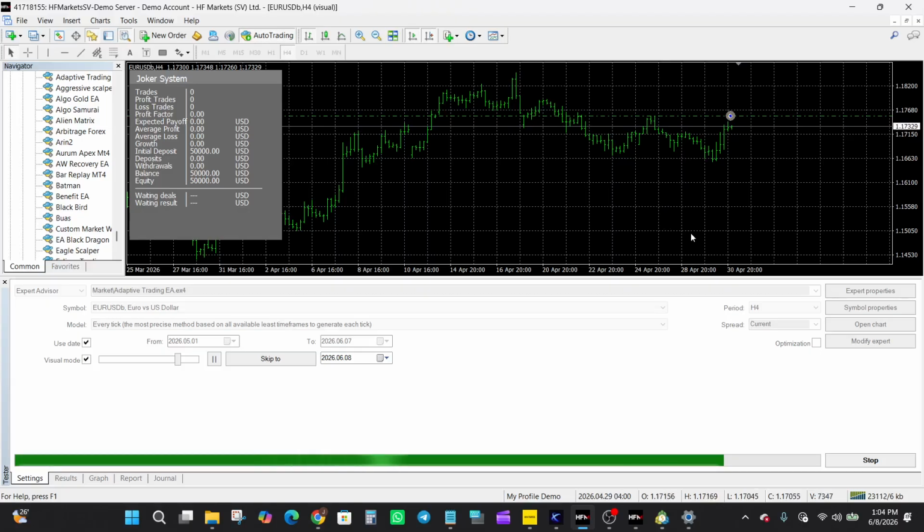But overall, the Adaptive Trading EA offers multi-currency functionality, flexible risk controls, position averaging management, and a wide range of customizable parameters. As always, make sure you perform your own testing and due diligence before using any automated trading system in a live environment.